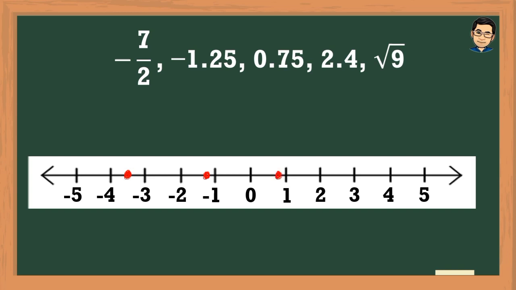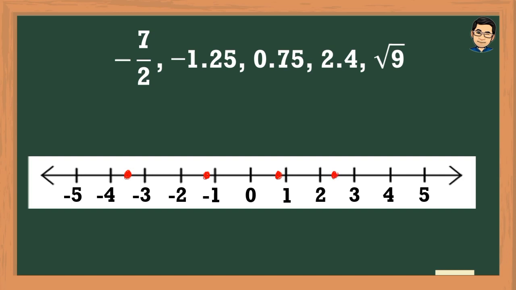And then, next, 2.4. Okay? So, yung 2.4, nasa pagitan siya ng 2 and 3. And then, yung 2.4, malapit sa 2.5. So, pinakagitna ng 2 and 3 is yung 2.5. So, ibig sabihin, kung nandito yung gitna, ayan, nandiyan yung gitna, dito banda ang 2.4.